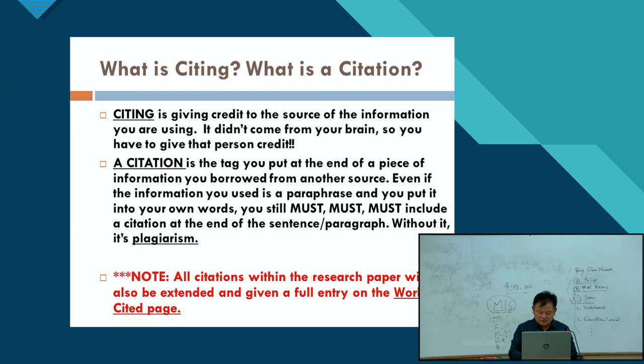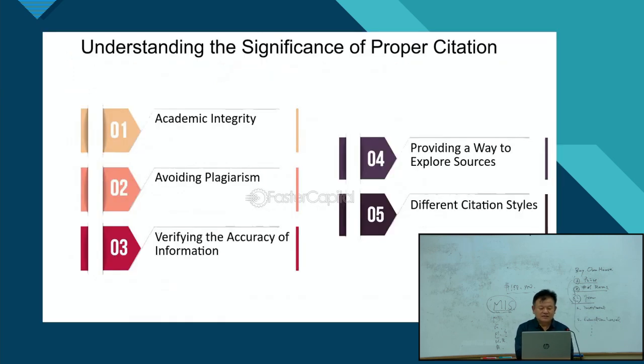The citation points to the references. So understand the significance of paper citation: academic integrity and avoiding plagiarism. Plagiarism is copying other reports and skipping the reference. This is plagiarism. Verifying the accuracy of information is important. Also providing ways to explore sources. Also different citation styles. There are many kinds of citations.